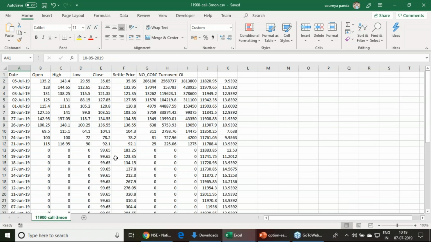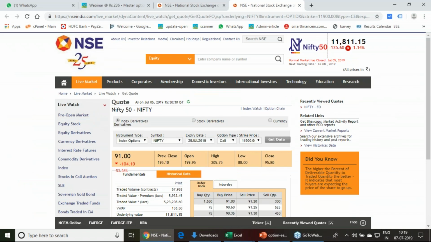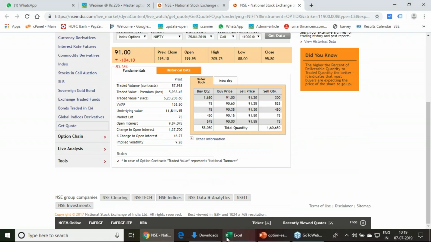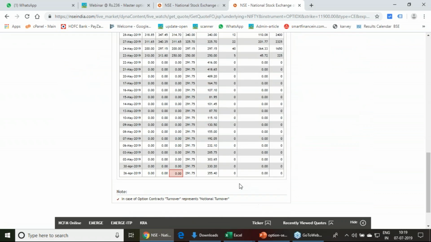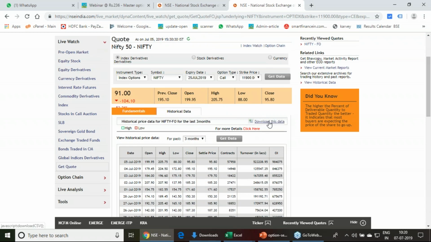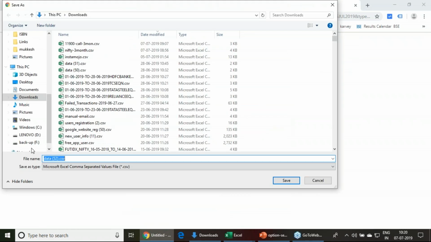Open, high, low, close. So I think this is for the weekly options I have taken, but monthly options you have to take. Weekly options will give you wrong results. So history, 3 months data. We'll take it separately. Now you got these things. Now we'll be downloading this data. So downloading this data. So I'll be call options 3 months, monthly options.